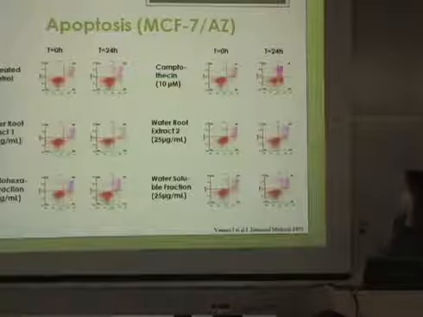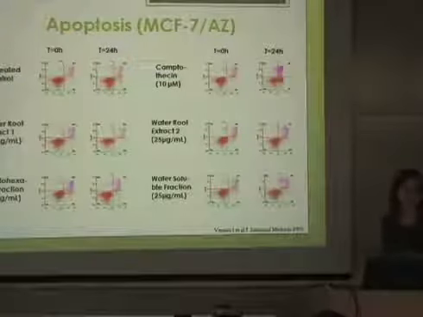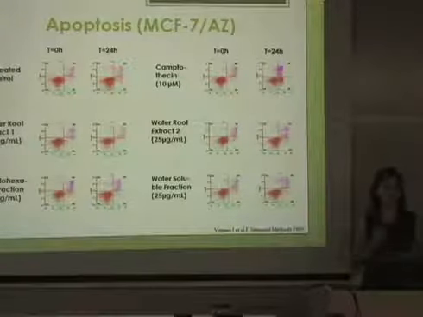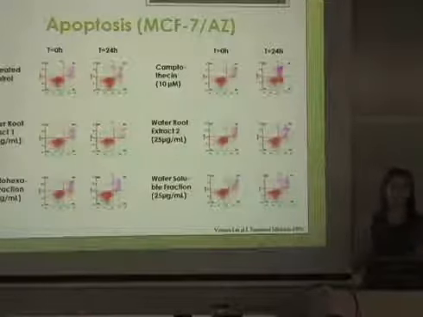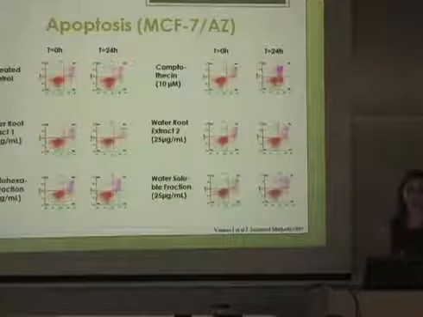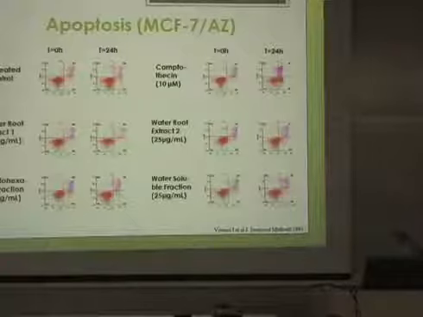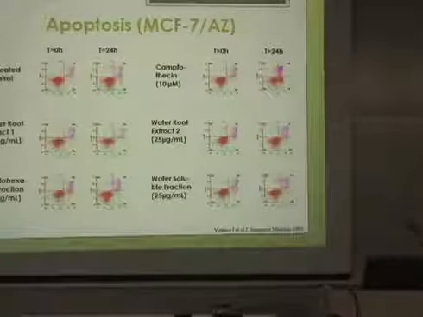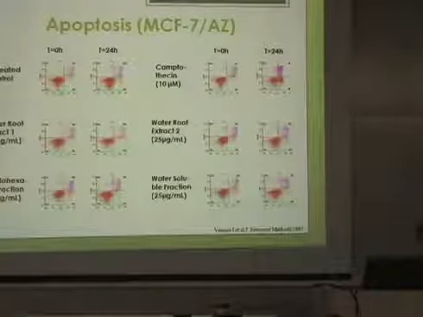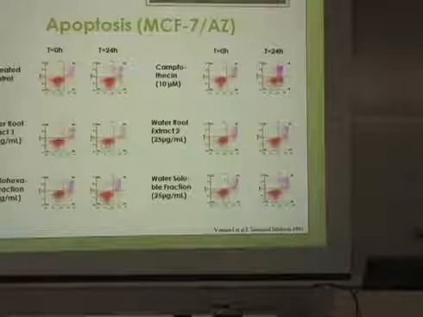How can I compare these results? I needed a positive control, and I used camptothecin, which is a compound that we all know, due to research, does induce apoptosis. Therefore, as you can see here, at 0, all of our samples were in the same place, in the lower right quadrant.